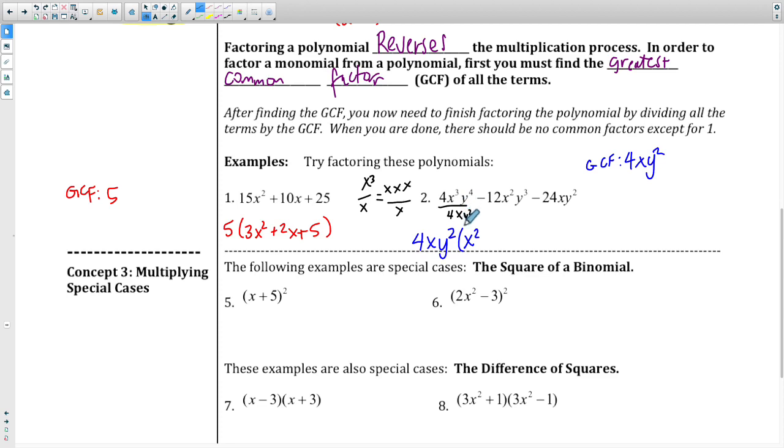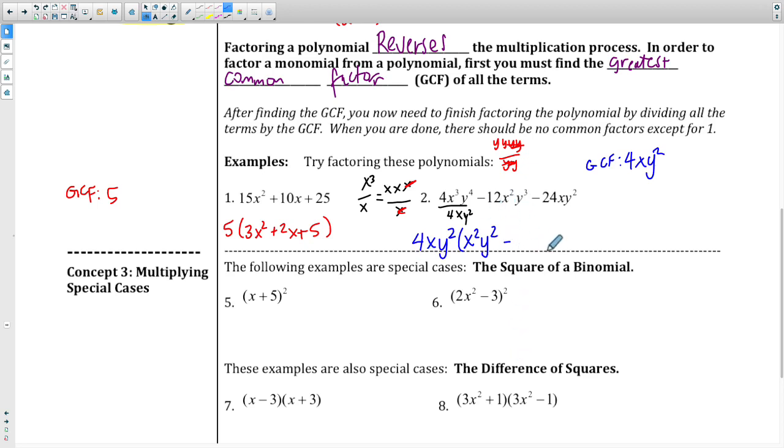The x to the third over x is like x times x times x, and then over x. And so once again, one of those guys is going to cancel and leave me just with x to the second. Same thing with y to the fourth over y to the second. If you can imagine, we have 4 y's over 2 y's. What's going to happen? Well, 2 of these are going to cancel out with 2 of those, and they're going to leave me with just a y to the second on the inside.